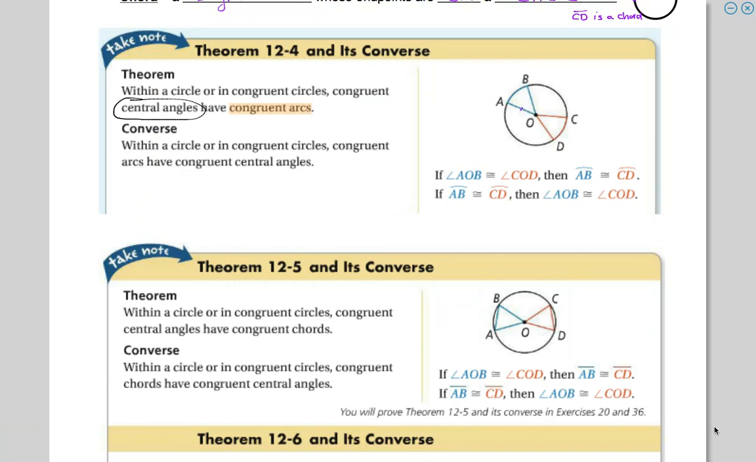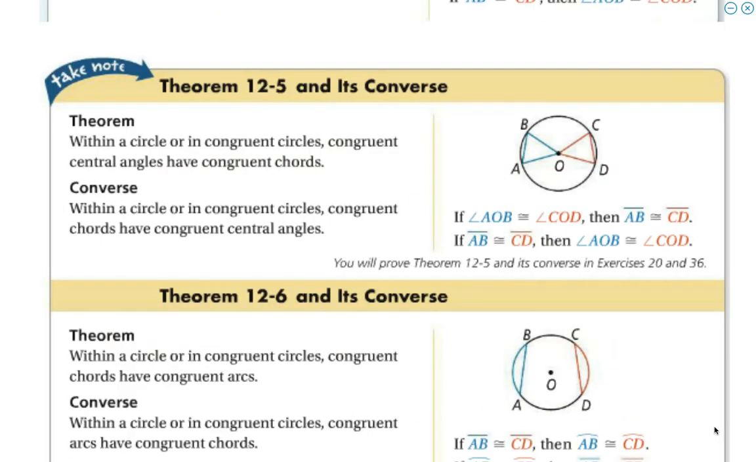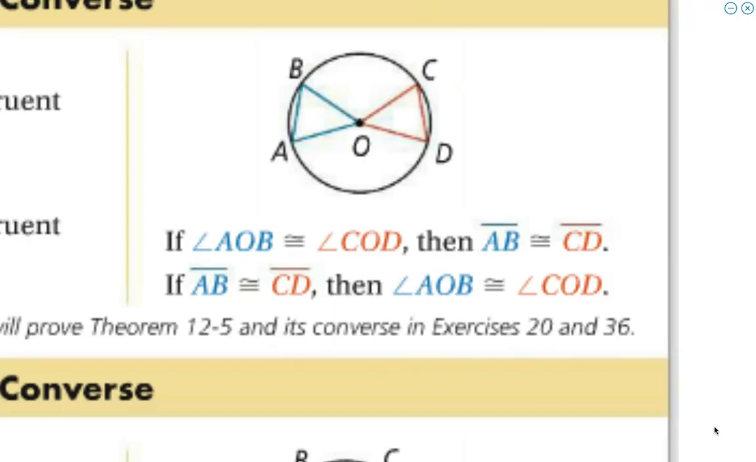We know that's kind of what it's all building up to. Theorem 12.5. Within a circle or congruent circles, congruent central angles have congruent chords. Okay? Maybe I jumped ahead a little bit for you guys, but I just knew what you guys would be thinking as we looked at that top one.